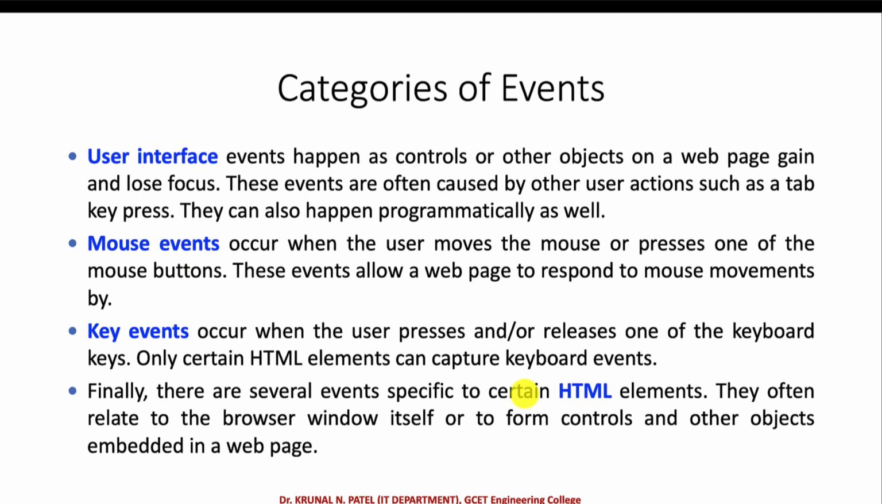Mouse events are very common. A mouse event occurs when the user moves the mouse or presses one of the mouse buttons: right click, double click, single click, right? Then next are key events. Key events occur when the user presses or releases one of the keyboard keys, right? And only certain HTML elements can capture keyboard events. So key press, key up, key release, these kinds of events are considered key events.